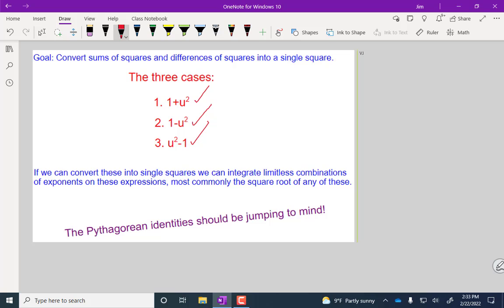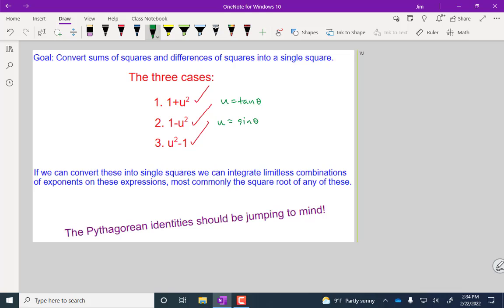So notice, in this first case, if we were to let u equal tangent of theta, then this would collapse to secant squared. If we were to let u be tan, we'd have 1 plus tan squared. 1 plus tan squared is secant squared. So that's our trick. Our idea is that let's let u be something so that this will simplify to a single square. So 1 minus u squared. We look over here on the right-hand side. Let's see, 1 minus sine squared. So if we were to let u be sine right here, we'd have 1 minus sine squared, and that difference of squares would reduce to cosine squared.